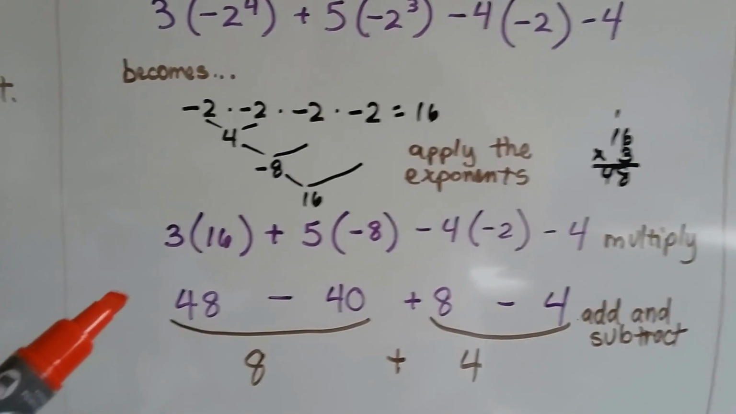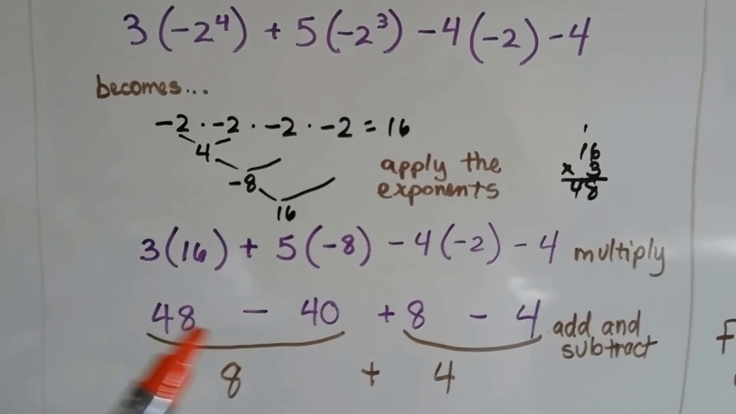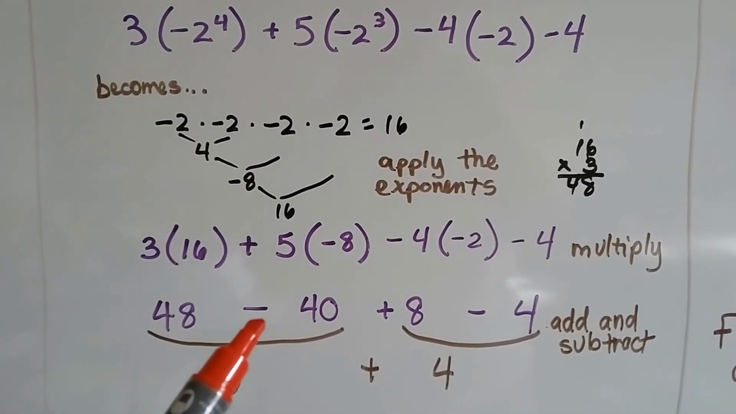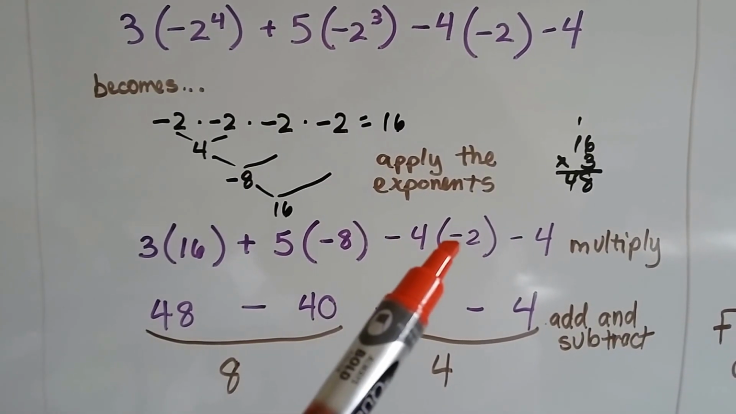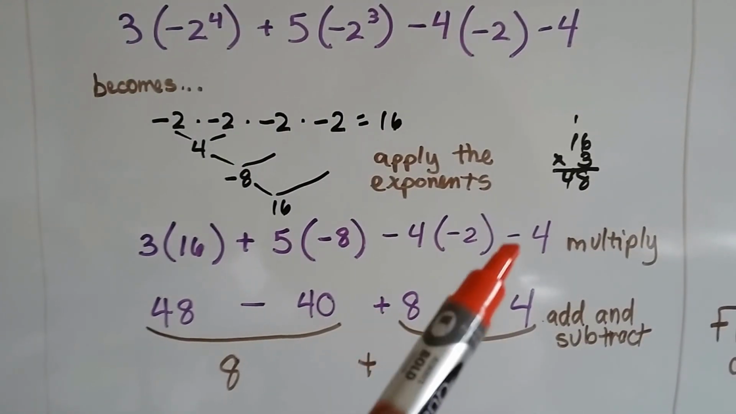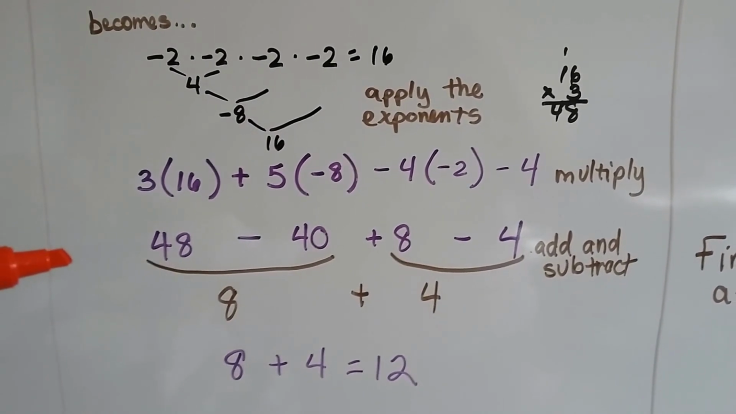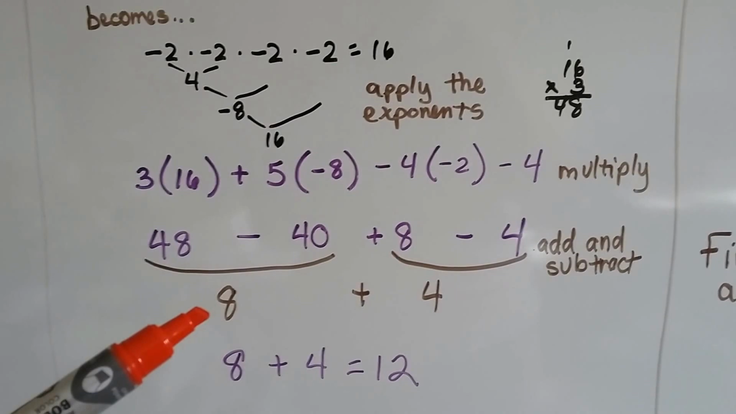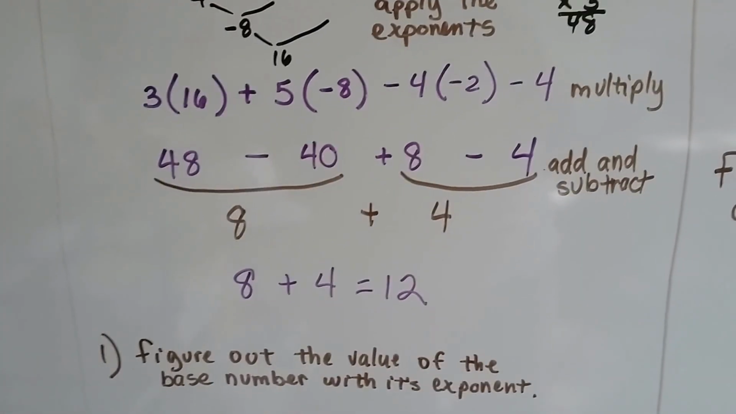Now we just multiply. We've got 3 times 16, that's 48, plus 5 times negative 8. Negative and a positive makes a negative, so now we have negative 40. And negative 4 times negative 2 makes a positive 8. That's 2 negatives make a positive. We'll bring down our minus 4. Now we just add and subtract from left to right, going straight across, okay? And that gives us 48 minus 40 is an 8, plus 8 minus 4 is a 4. 8 plus 4 is 12.